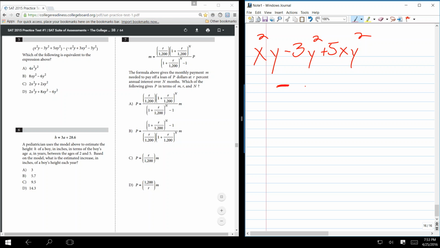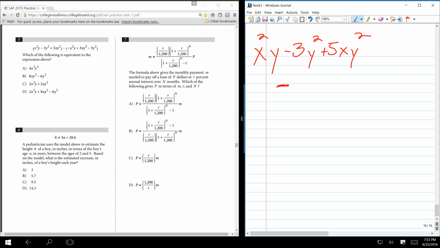So you just flip the signs. You flip the signs. So what's the first thing I'm going to do here? It is going to be plus x squared y. Good. Minus 3xy squared. Good. And then plus 3y squared. Correct. Now we have to combine like terms.